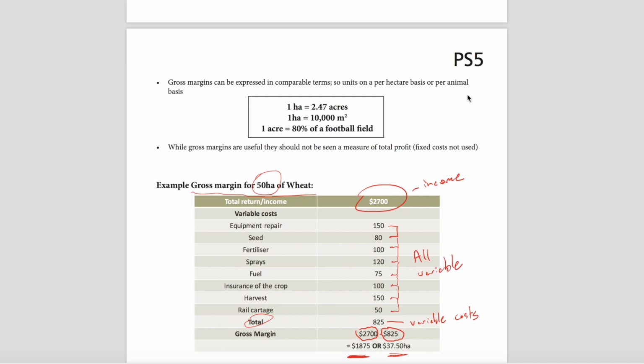But sometimes you'll just work out the gross margin per head or per animal if you're just doing animals or just comparing animals. But basically, it's important to know that 1 hectare is 2.47 acres, or a hectare is 10,000 square meters. And 1 acre is basically 80% of a football field.